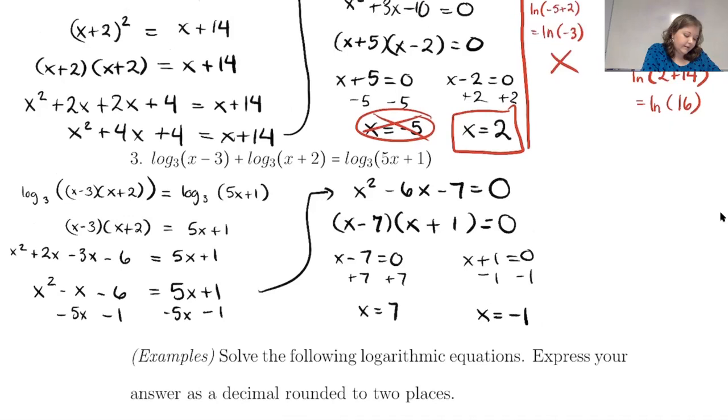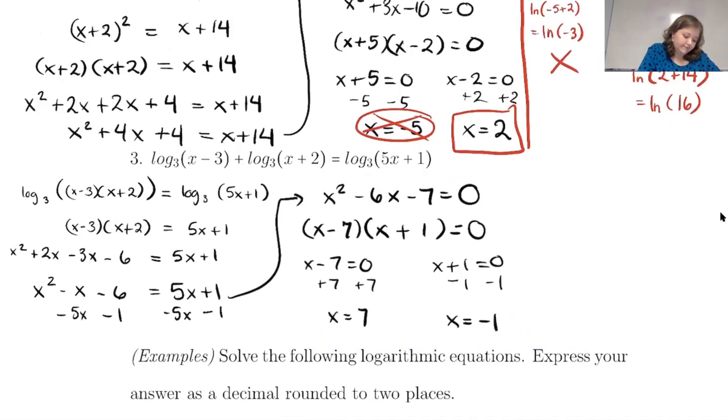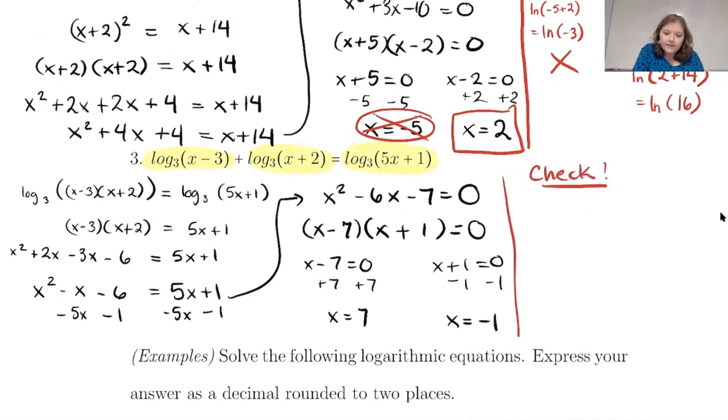So before we accept those as our answers, we have to check to make sure that they are correct and that they don't make the inside of any of our logarithms, we end up with 3 that we have to check. We don't want any of those to be 0 or negative. Okay, so I'm going to start by checking 7.